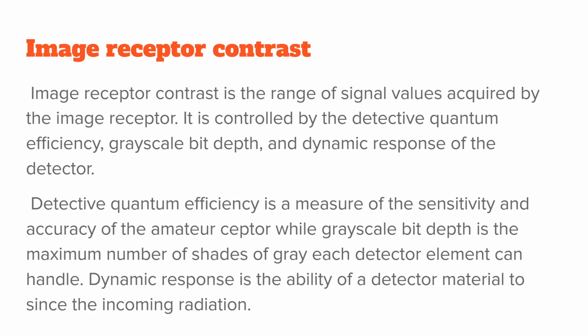Image receptor contrast. Image receptor contrast is the range of signal values acquired by the image receptor. It is controlled by the detective quantum efficiency, grayscale bit depth, and dynamic responses of the detector. Detective quantum efficiency is a measure of the sensitivity and accuracy of the image receptor, while grayscale bit depth is the maximum number of shades of gray each detector can handle. Dynamic response is the ability of a detector material to sense the incoming radiation.